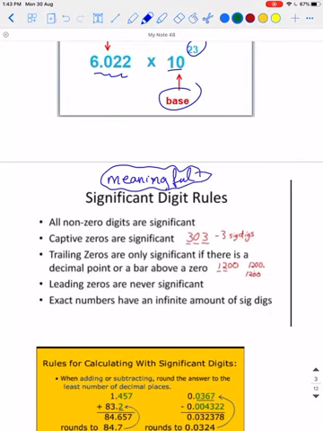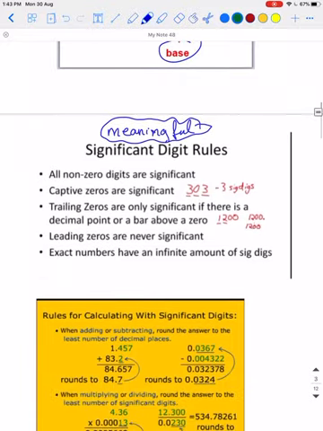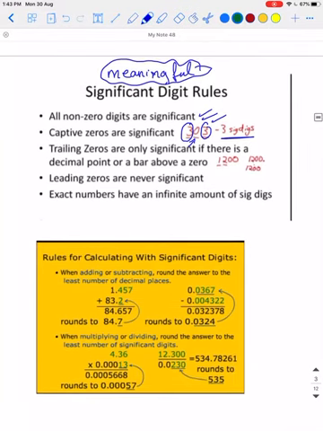Significant means meaningful. It has a meaning. So all non-zero digits are significant. They have a meaning. Captive zeros are significant. What do we mean by captive zeros? Captive here we mean they are in the middle, that lie between numbers, like this 303. The 0 comes in between 3 and 3, so this has a meaning. So it has 3 significant figures.